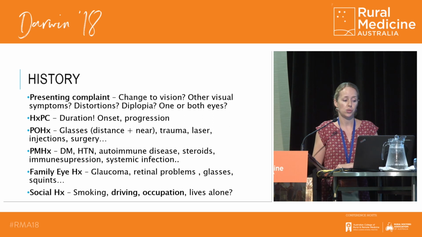Some eye conditions do tend to run in families. Glaucoma is one of them. There are certain retinal dystrophies, and also things like glasses and squints tend to run in families. In terms of social history for the patient, always check their driving status. Do they still drive a car? Should they be driving a car? And also their occupation, and whether they live alone or have any support around the house.